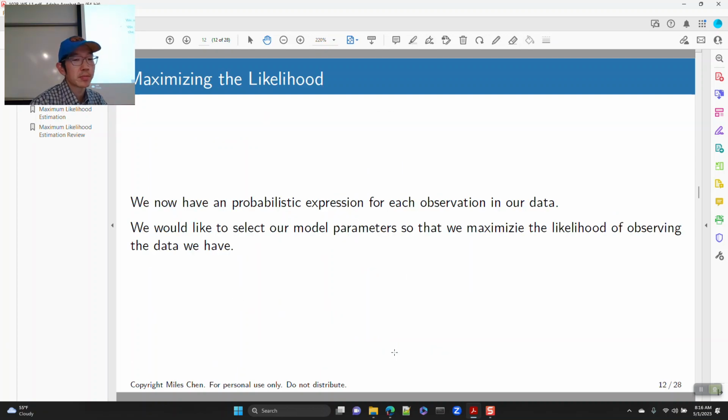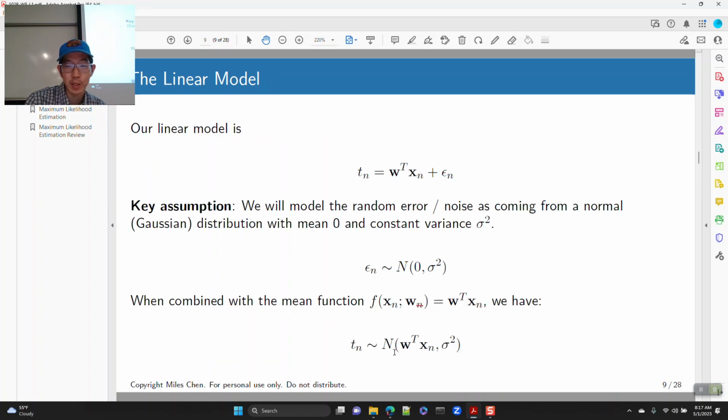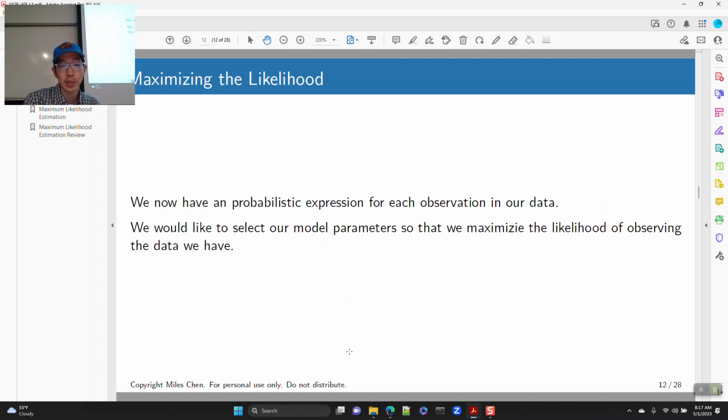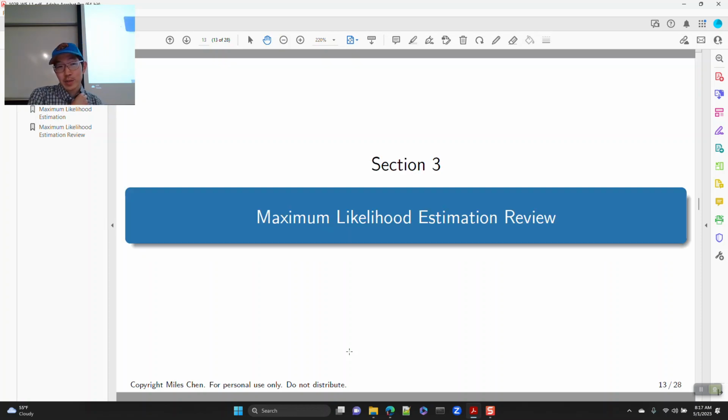So now we have this probabilistic expression for each observation in our data. What we want to do is pick our model parameters, figuring out what the w's are, to maximize the likelihood of seeing our data values t sub n. So we want to pick our model parameters to maximize the likelihood of observing the data we have. This is where we're going to review maximum likelihood estimation.